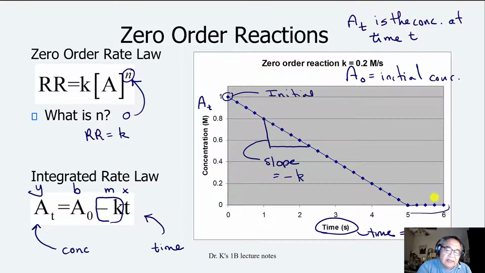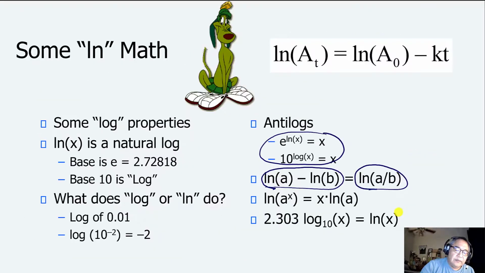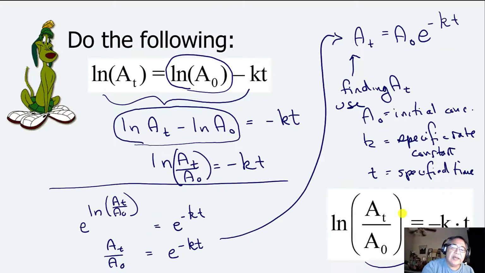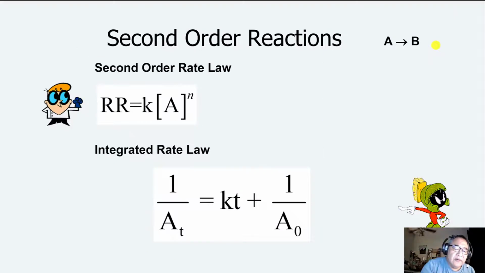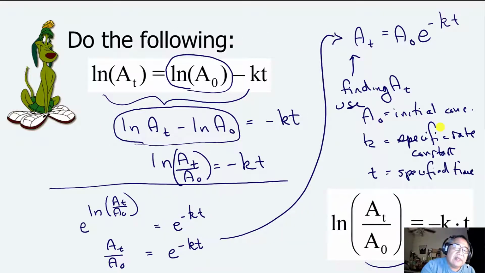So this is kind of a different equation than the integrated rate law. But on a first order reaction, it turns out this equation actually never goes to zero. It just sort of asymptotically approaches the x-axis.